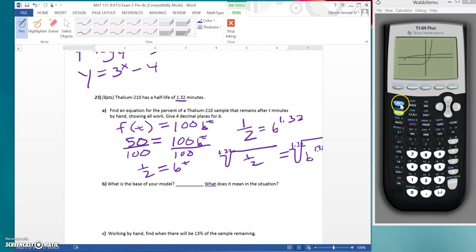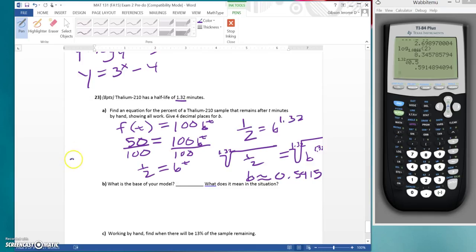Now, we will put this in our calculator. We would type in 1.32, press math, and then the number 5. And that's the 1.32 root of 1/2. We could type that in as 0.5, since we know 1/2 is 0.5. So our final answer here would be b is approximately 0.5915, because we're supposed to round to 4 decimal places.